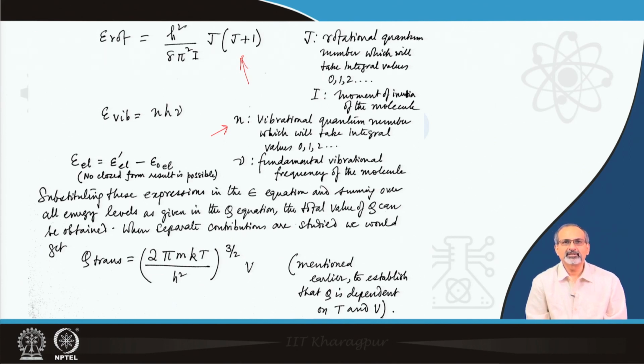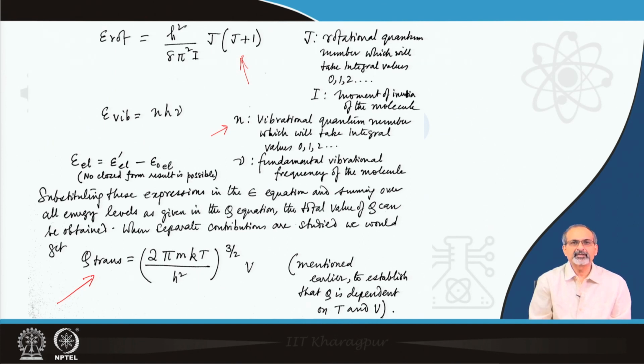Now, if you were to substitute these expressions in the ε equation, which represents the total contribution, and you sum up over all energy levels as given in the Q equation, then the total value of Q would be obtained. Again, if you are interested in looking at the separate contributions from translational, rotational, vibrational, electronic and so on, it will give you some more interpretation. Instead of looking at the total value of Q, you segregate and you look at it.